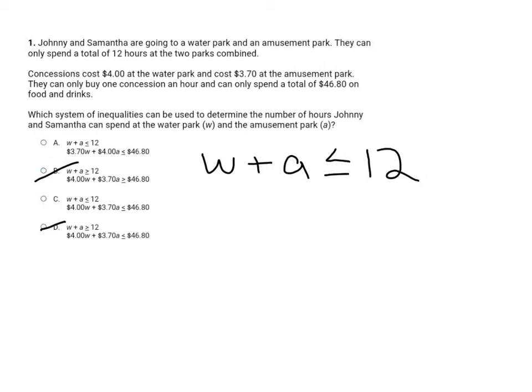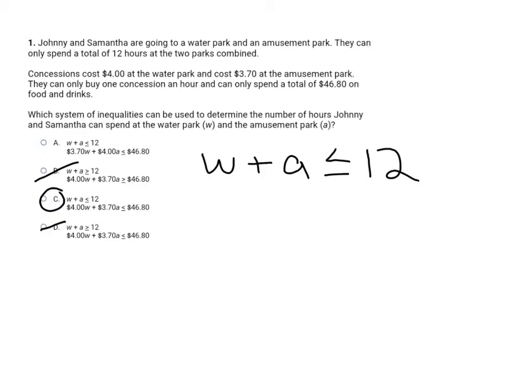Okay, so now I'm looking, and you can get some hints from the problems, like you can see how they're going to have to be set up. And here they're putting the 370 with the W, and here they put the 370 with the A. Well, 370 is how much they cost at the amusement park, and so that means it's going to be with the A, not the W. So right away I can see my answer is going to be C, without actually having to set up the equation.